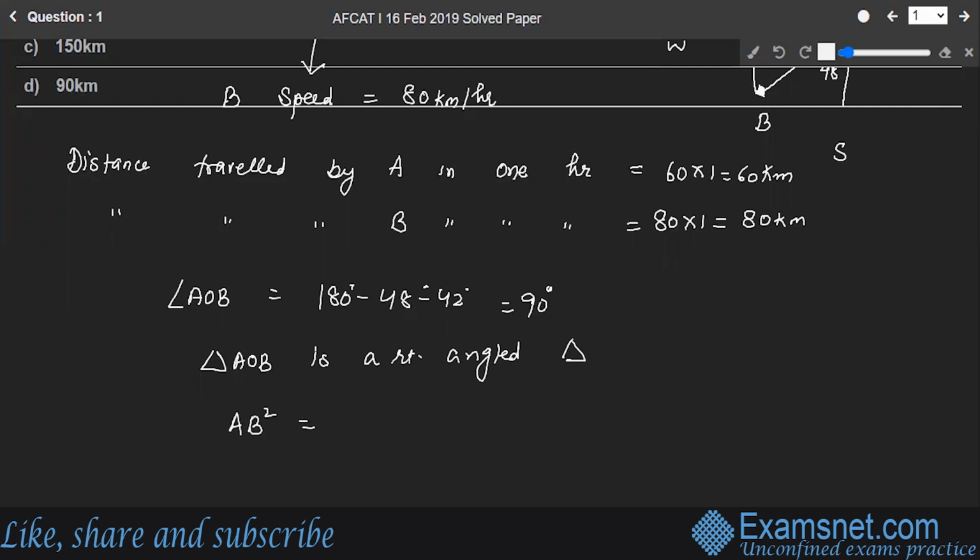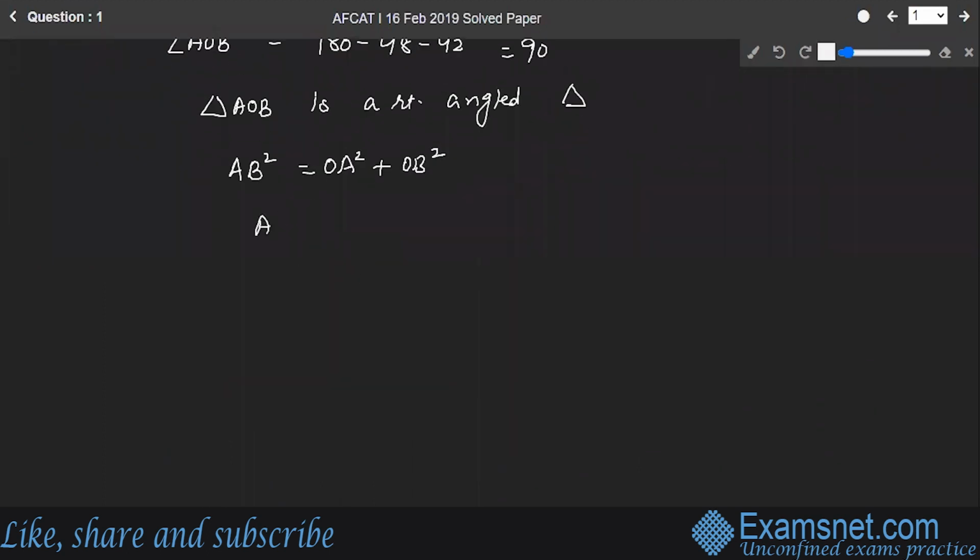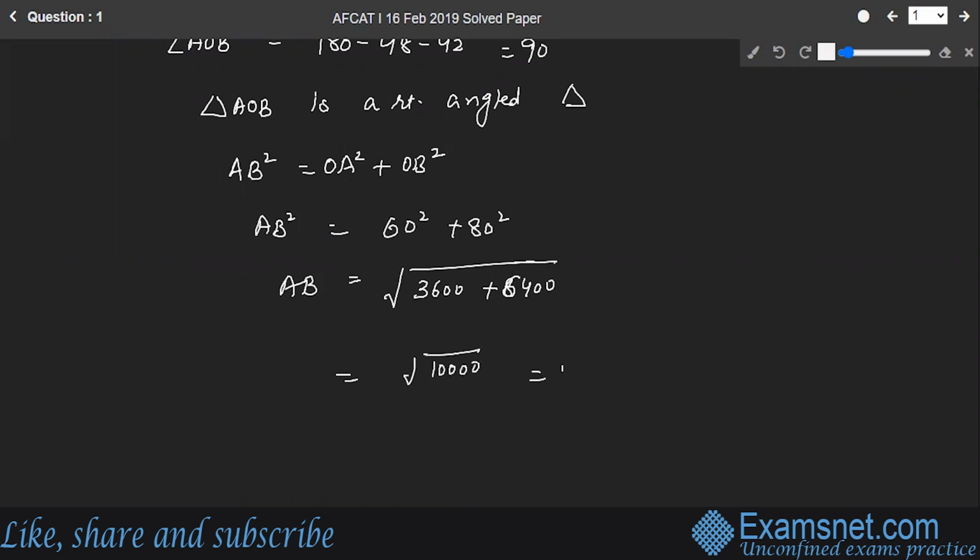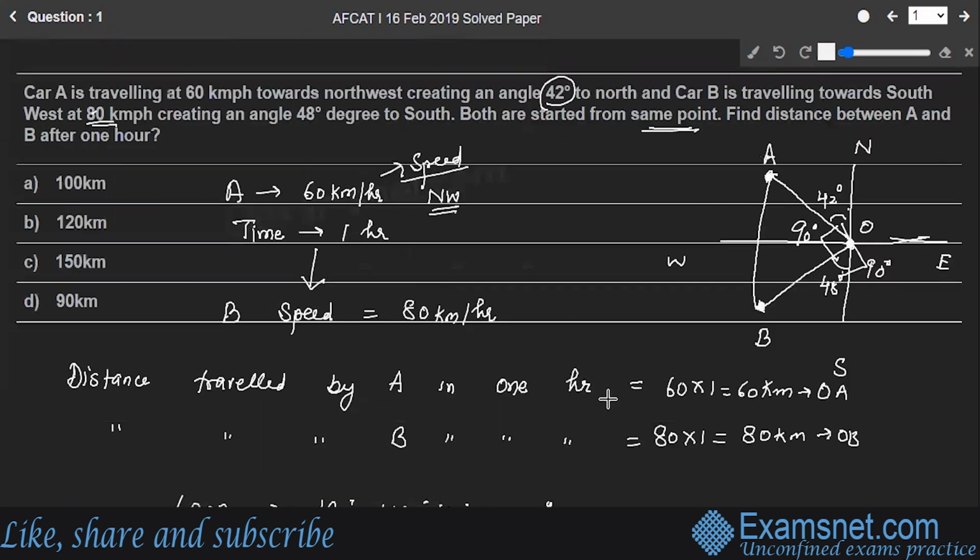So AB square is equal to OA square plus OB square. We just found out this was OA, and this one was OB. So AB is equal to the square root of 60 square plus 80 square, which is equal to 3600 plus 6400, that is equal to 10,000, which means AB is equal to 100 kilometers. Simple as that. Let's check. We have option A as the answer.